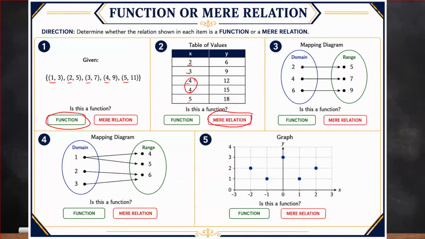Number 3, so obviously, this is a function because it is a one-to-one relation. Number 4, it is a mere relation. Why? Kasi naulit dito yung 1 because 1 is paired to 4 and 5. Okay. And then, next, number 5. So, just look at the values of x. So, we have here negative 2, negative 1, 0, 1, 2. Okay. So, no repeating elements in the domain. It is a function.